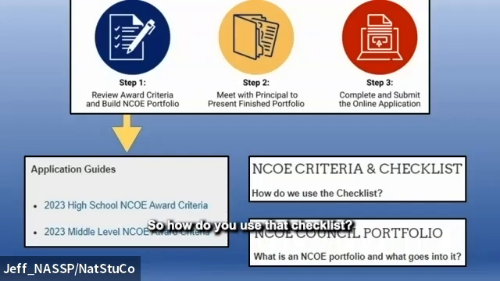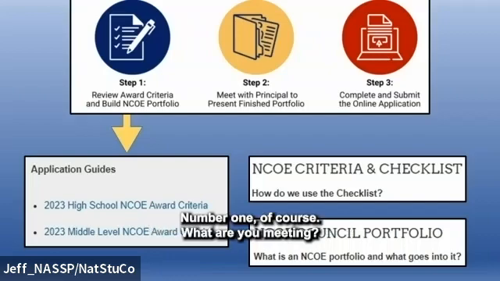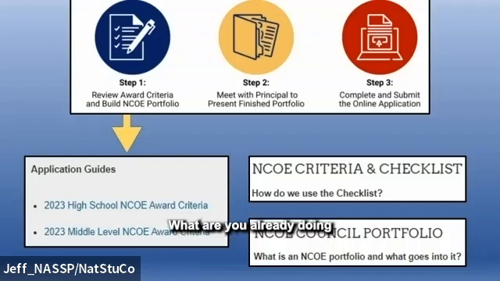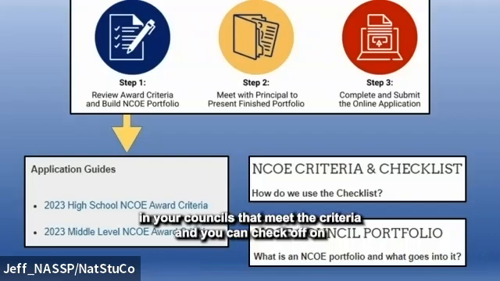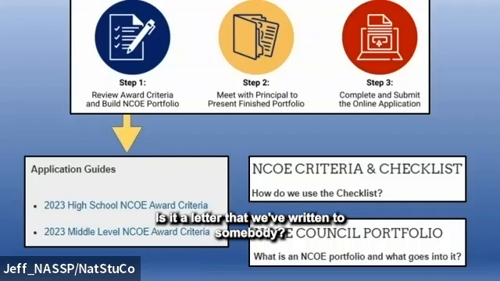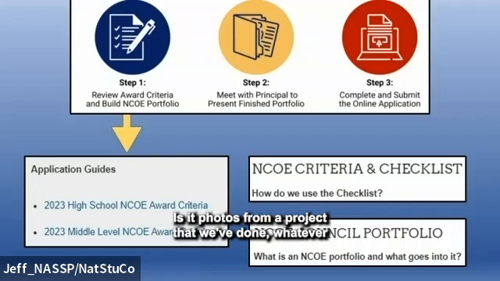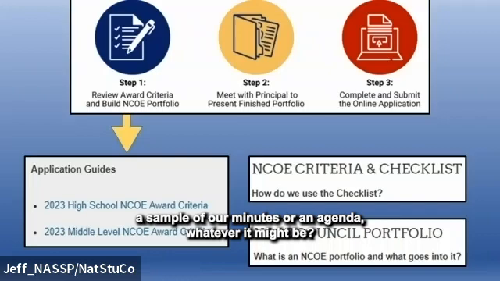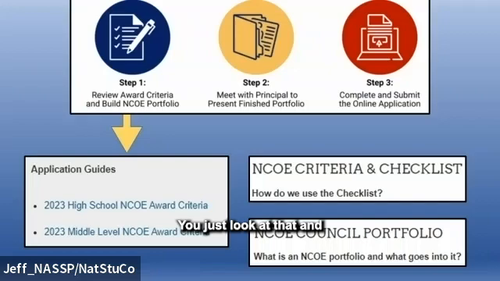So how do you use that checklist? The checklist will help you, number one, of course, see what you are meeting. What are you already doing in your councils that meet the criteria and you can check off? And then you start looking for evidence that you've met that criteria. Is it a letter that we've written to somebody? Is it photos from a project that we've done? Whatever it might be, a sample of our Constitution, a sample of our minutes, or an agenda, you just look at that and match it up with the checklist.